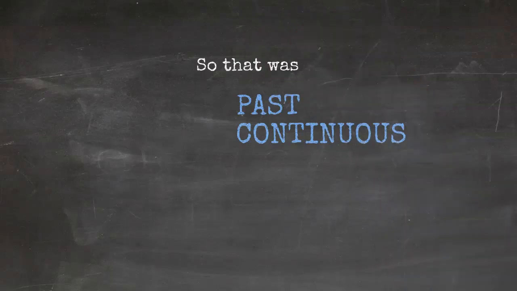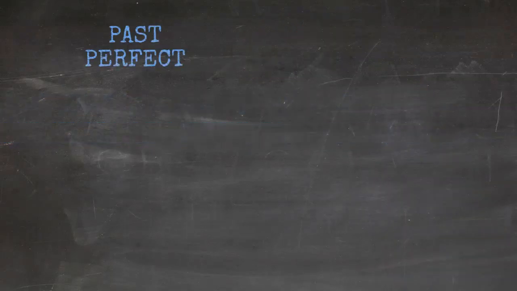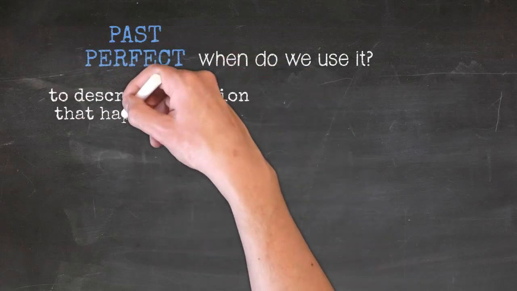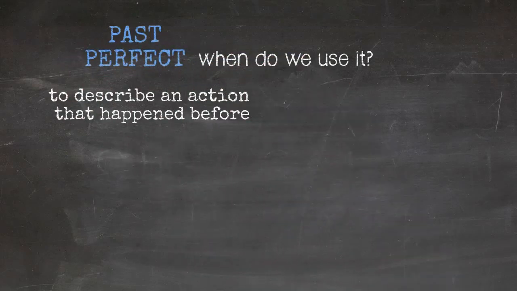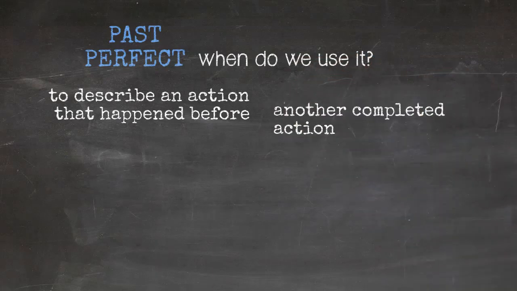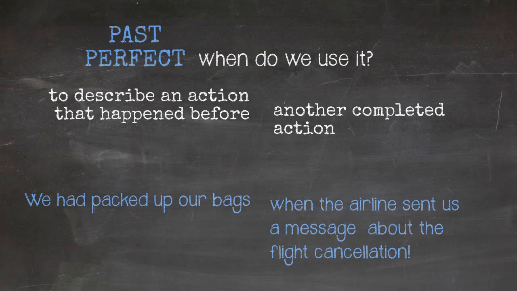So that was past continuous. Now let's look at past perfect. When do we use it? Well, we use past perfect to describe an action that happened before another completed action. For example, we had packed up our bags when the airline sent us the message about the flight cancellation.